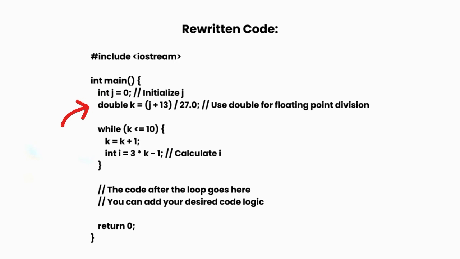Next is declaring the variable k with the value j plus 13 divided by 27. But we will be using the data type double to make sure that our program can handle decimal points accordingly.